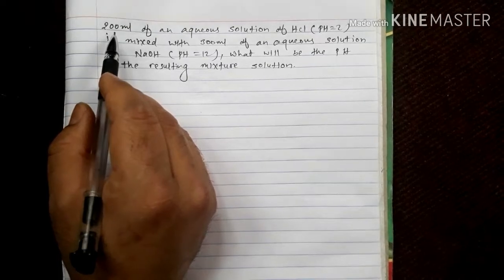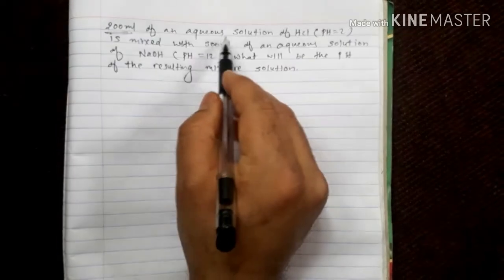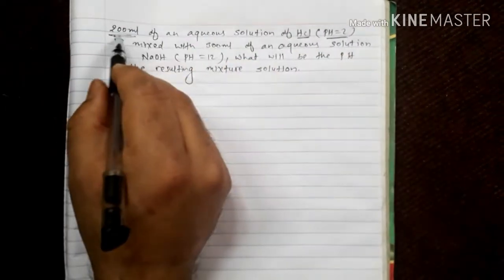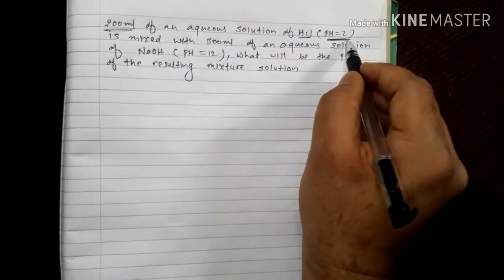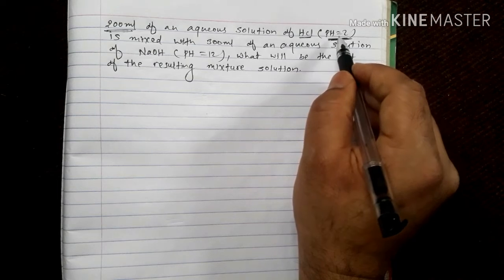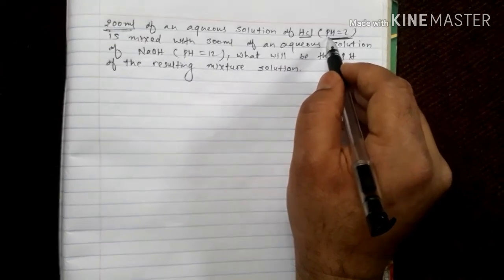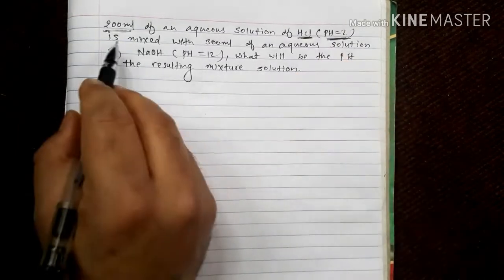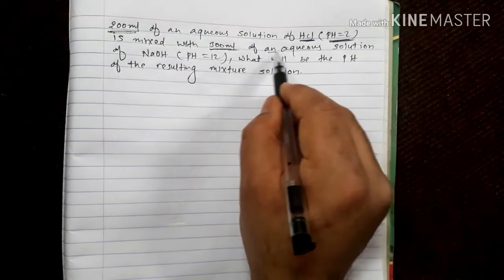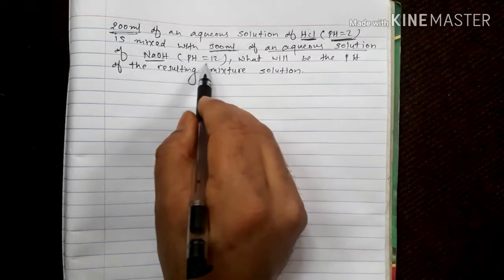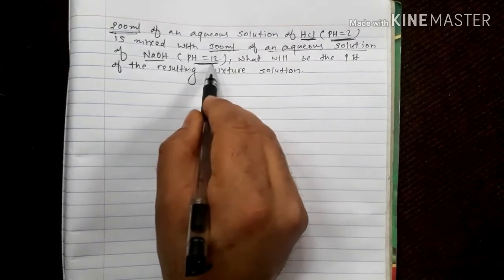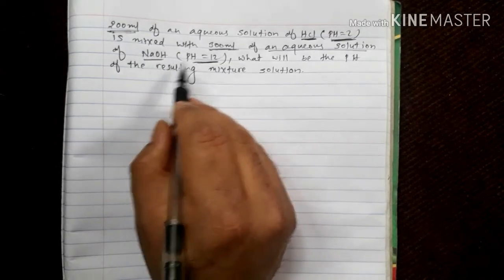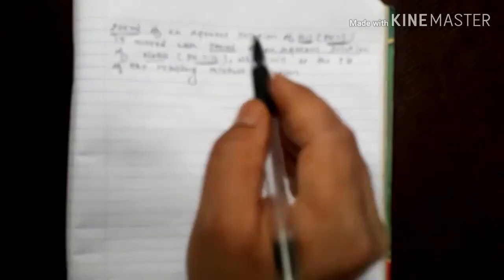Here is another question. 200 mL of an aqueous solution of HCl having pH equal to 2. HCl has volume given and pH given, molarity is not given. From this pH, hydrogen ion concentration can be found, and from the hydrogen ion concentration the molarity of HCl can be found. It is mixed with 300 mL of an aqueous solution of NaOH having pH equal to 12. From this pH, we can easily find the pOH. From the pOH, we can find the concentration of NaOH. What will be the pH of the resulting mixture solution?